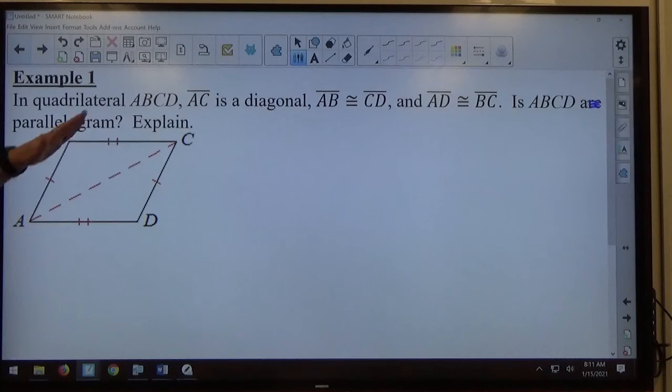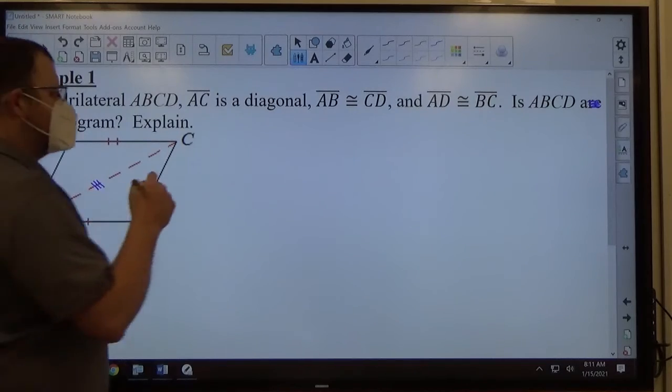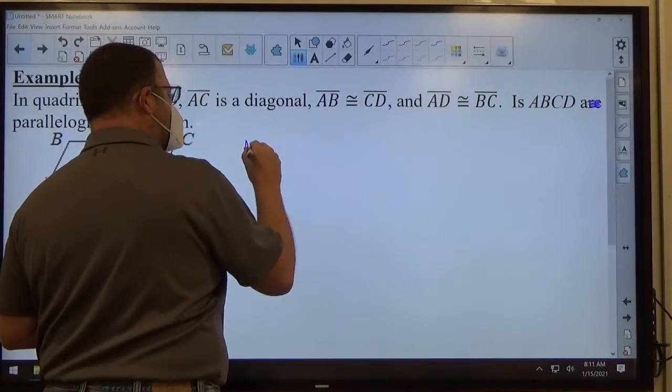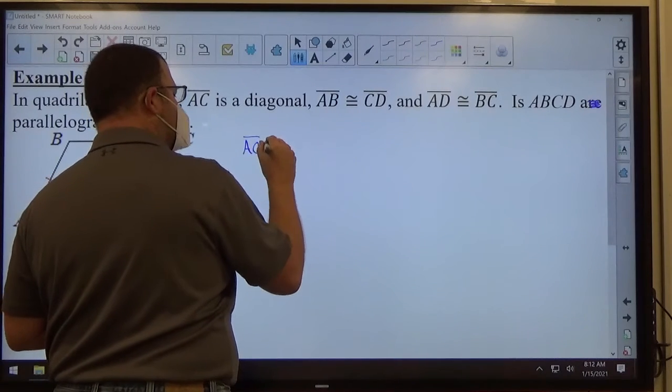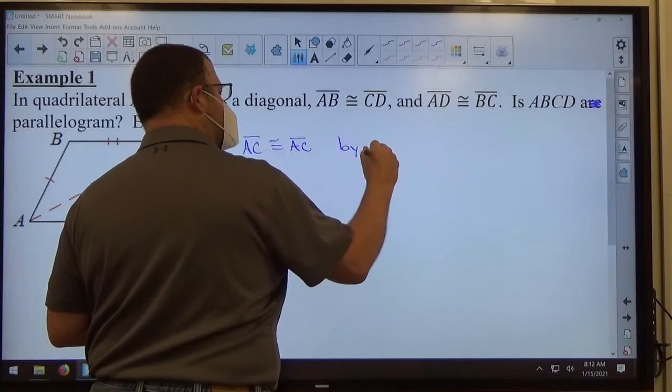But they've drawn this diagonal line for us, which means that this segment is congruent to itself by the reflexive property. The explanation is going to be everything I do, so I write down what I do as I do it. AC is congruent to AC by reflexive property.